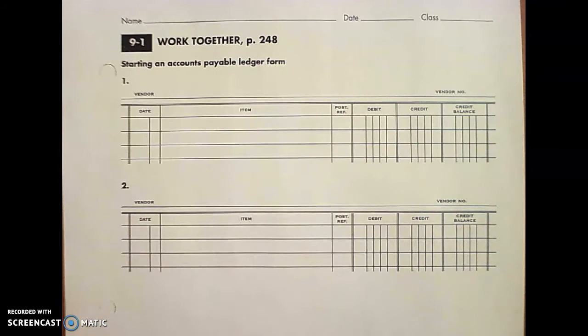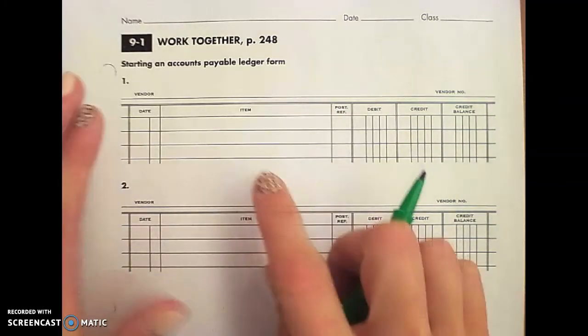Accounts payable ledger forms are given in the working papers. Your instructor will guide you through the following examples. First one says start a new page for accounts payable ledger account for Warren River Supply. The account number is 240 and the balance on October 1st of the current year is $1,489.50. So that's our first one up here.